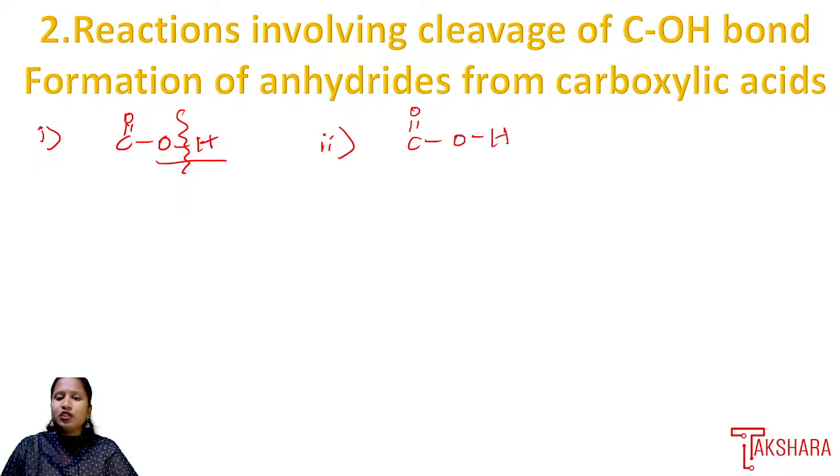Now let us come to the second case, in the same carboxylic group, where the cleavage takes place between the carbon and the OH group. So the bond will cleave between the carbonyl carbon and the OH group. In that we have the first reaction, the formation of anhydrides from carboxylic acids. As a product we are going to get anhydrides, and the reactant molecules are carboxylic acids.